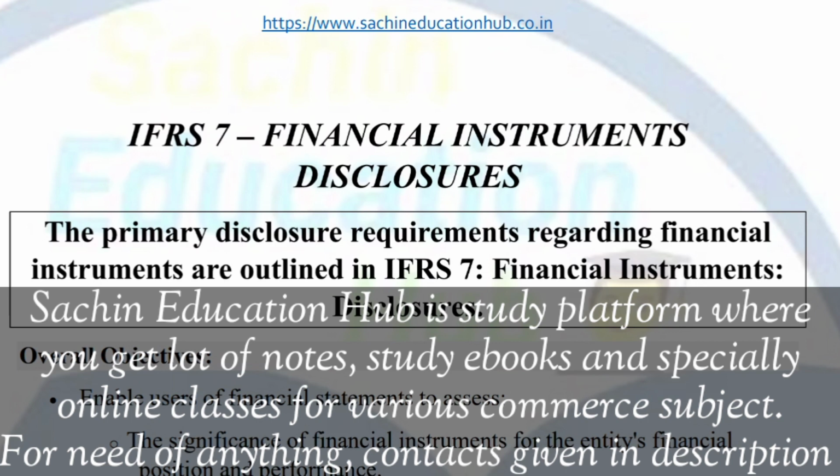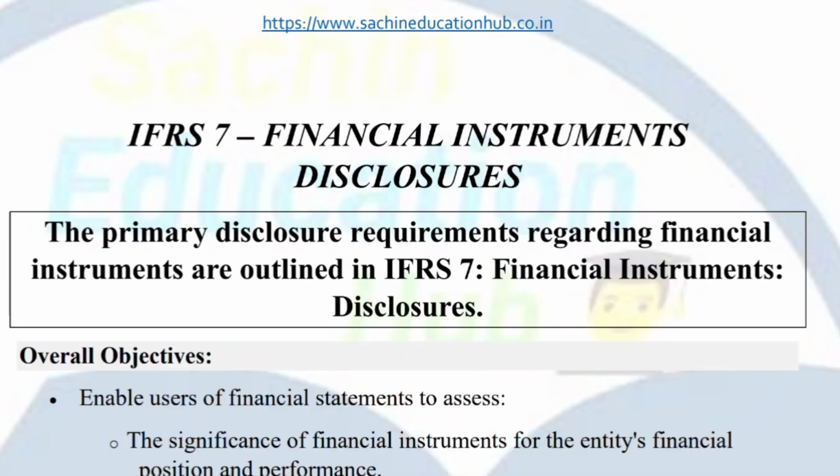Friends, today we are focusing on IFRS 7, that is International Financial Reporting Standard 7. This is an important standard that deals with disclosure requirements in relation to financial instruments for companies. We mainly focus on the scope of IFRS 7, that is what comes under IFRS 7, the disclosure requirements, the overall objective, and many other things.